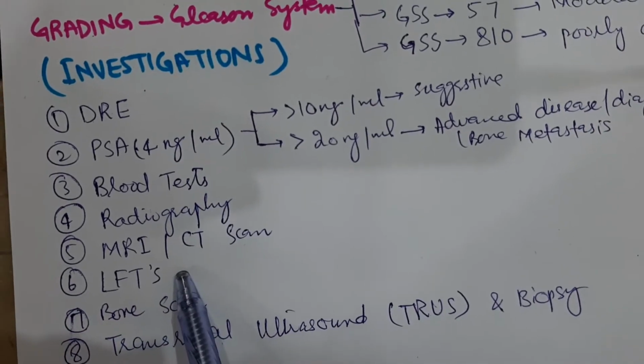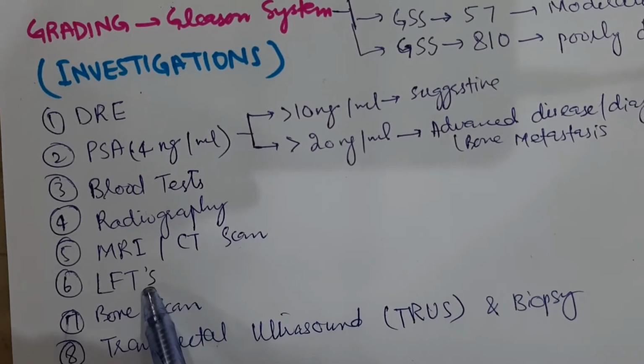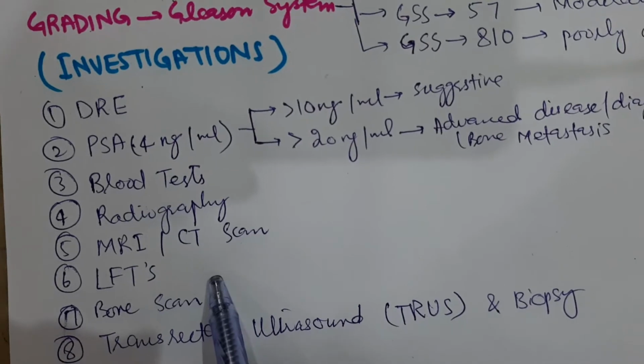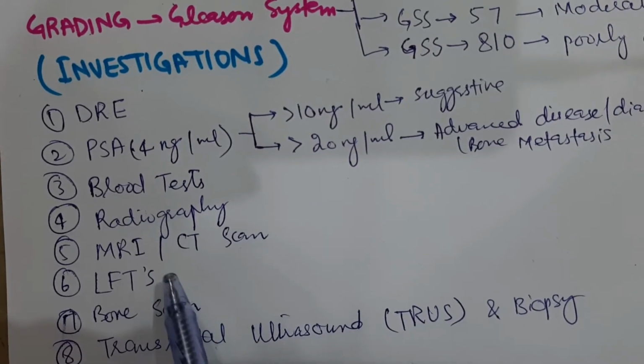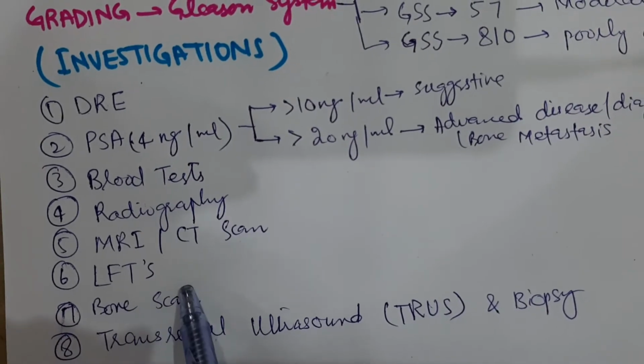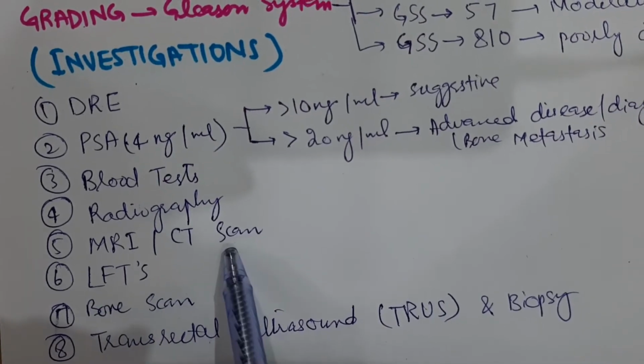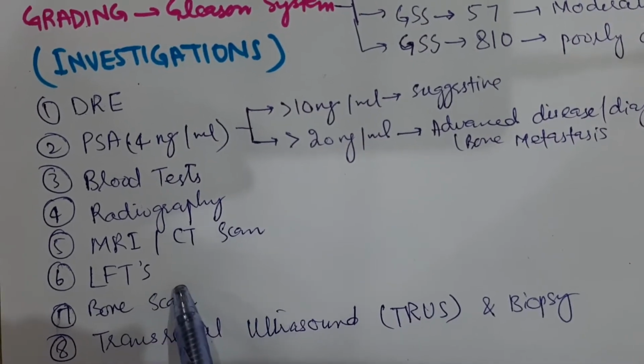LFTs are done. They may be abnormal if there is extensive metastatic invasion of the liver. It is usually detected by the ultrasound. Alkaline phosphatase will be increased, which shows the hepatic involvement or secondaries to the bone.